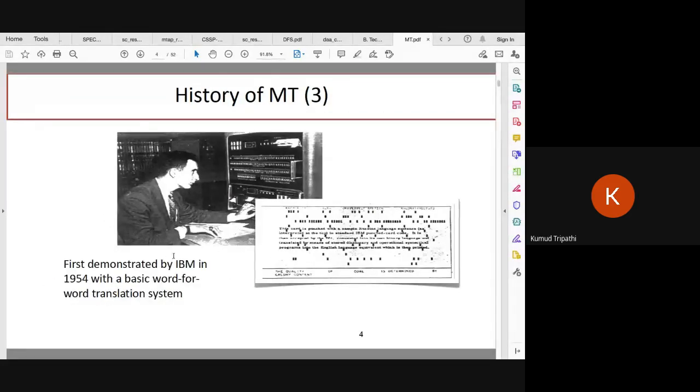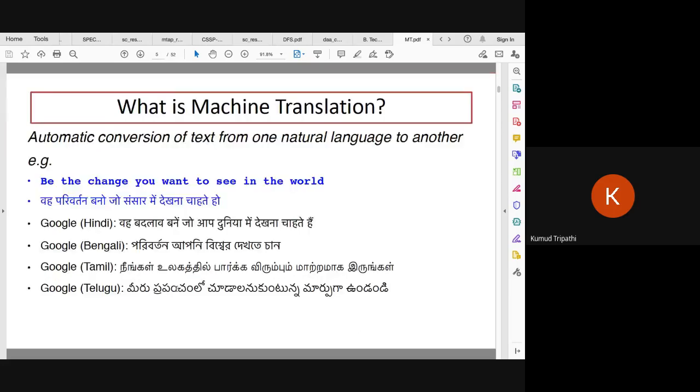The first machine translation was demonstrated by the IBM company in 1954. What they demonstrated was a basic word for word translation, where one word in a sentence got translated into another word in the other language. So they demonstrated word for word translation.